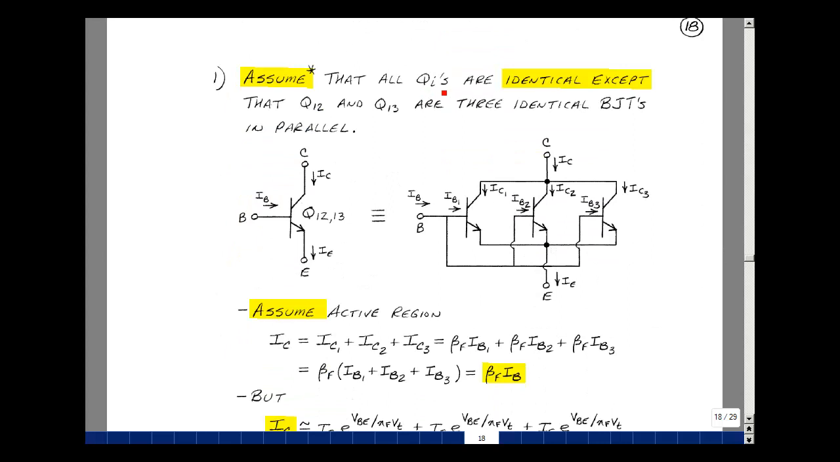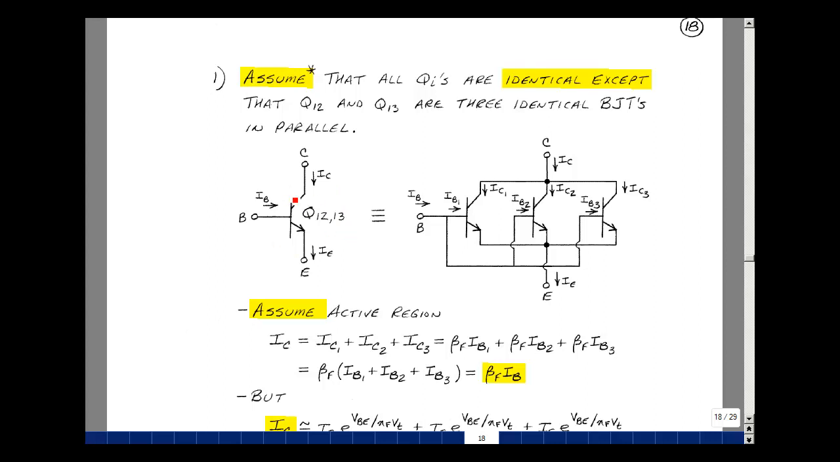Let's assume that all the transistors in the op-amp are identical, except for transistors 12 and 13. In the Motorola application note, they said that there were 3 transistors in parallel for transistors 12 and 13. These are the transistors on the far right-hand side of the op-amp, and they have the current that's going to go out of and into the op-amp when you put a load on it.